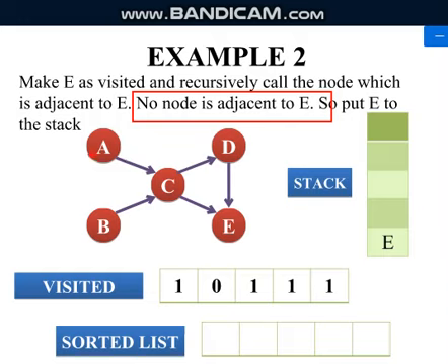Now you don't have any connection. Which is the node which is not visited? B is the node which is not visited. So now you make B as visited. After making B as visited, again from B you check for a node adjacent to it. C is adjacent to B, but C is already visited. So you stop there and put B on the stack.